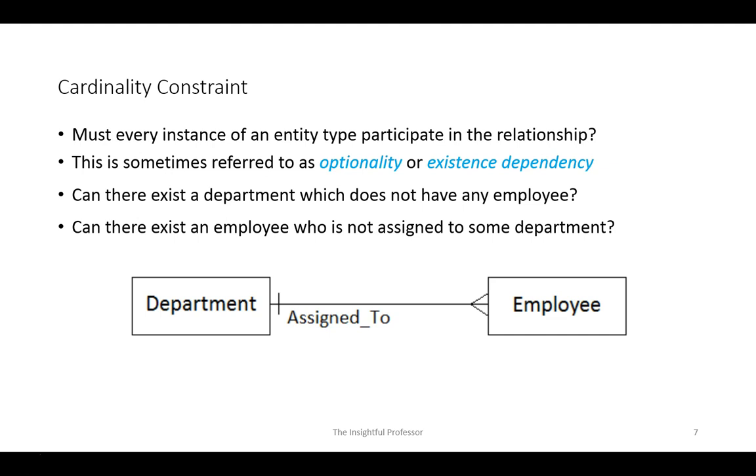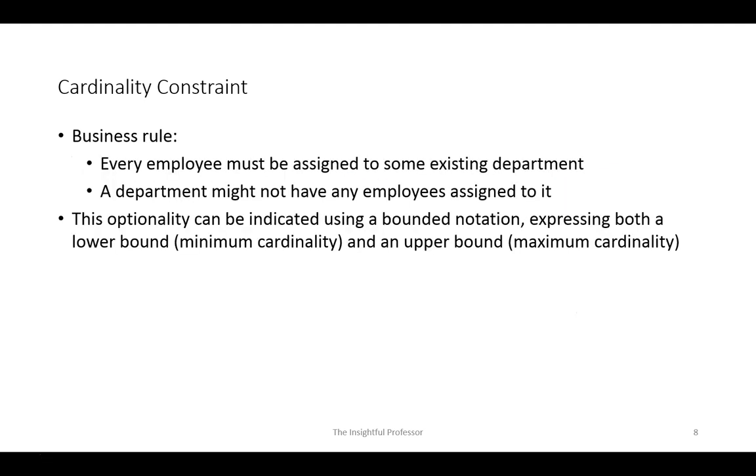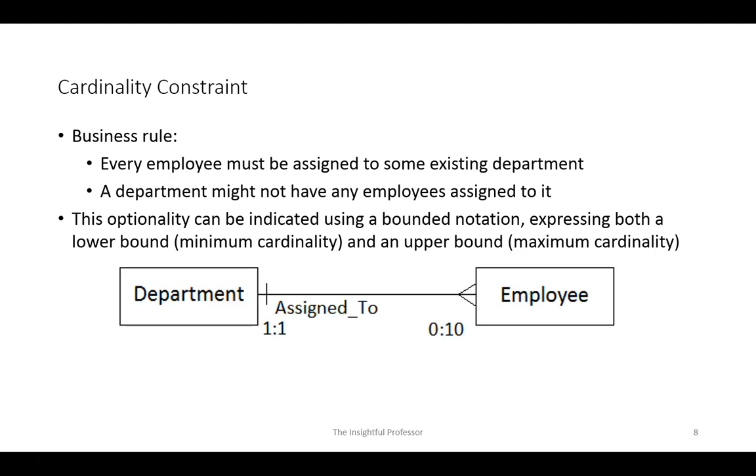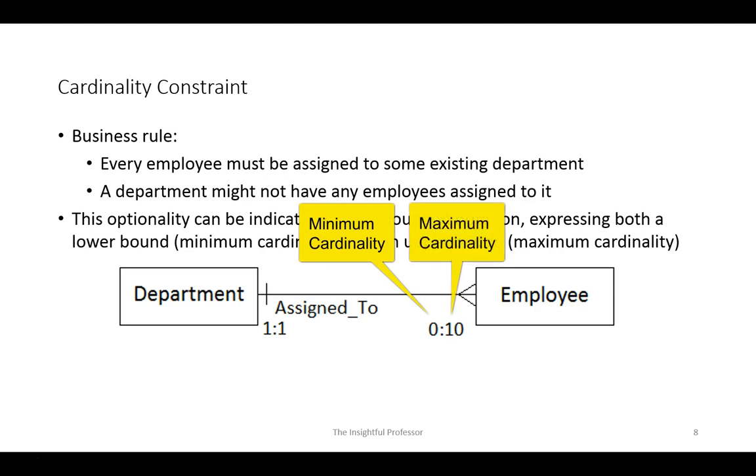Thus, we wish to include more semantic information in our diagram, reducing the need to consult the data dictionary to understand the application domain. Let's consider a business rule such that every employee must be assigned to some existing department. Furthermore, a department might not have any employees assigned to it. Thus, this optionality can be indicated using a bounded notation, such as we presented already, expressing both a lower bound, a minimum cardinality, and an upper bound, a maximum cardinality.